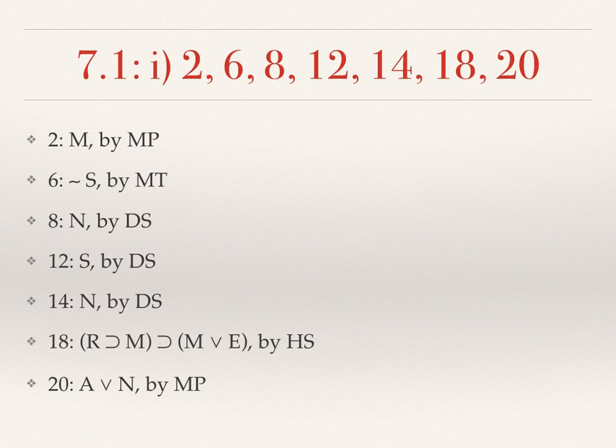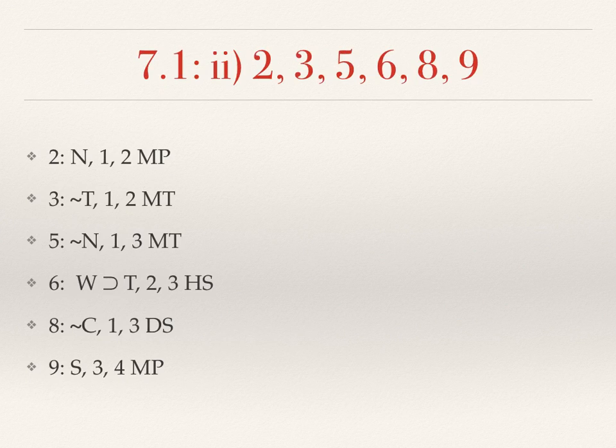Moving on to 7.1 section 2, the following symbolized arguments are missing a premise. Write the premise needed to derive the conclusion, the last line, and supply the justification for the conclusion. Try to construct the simplest premise needed to derive the conclusion. So again, this is another thing that will help you practice the skills needed to construct logical proofs.